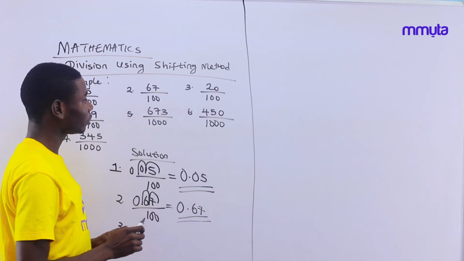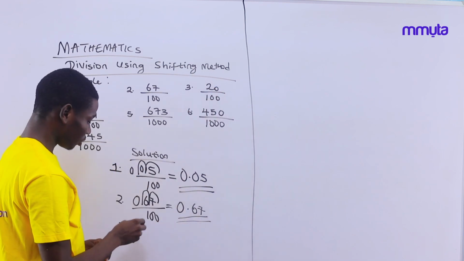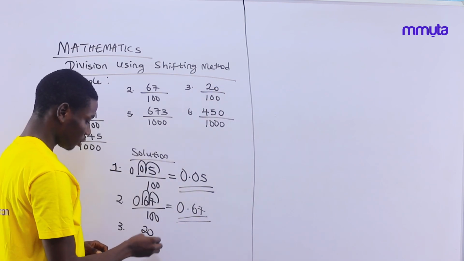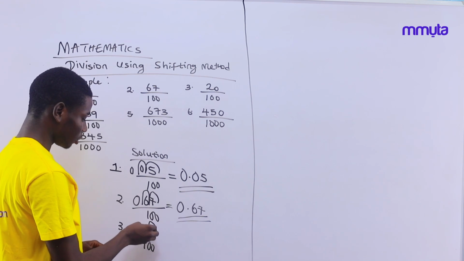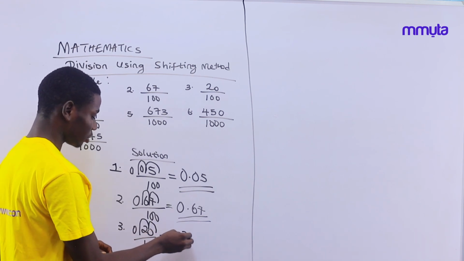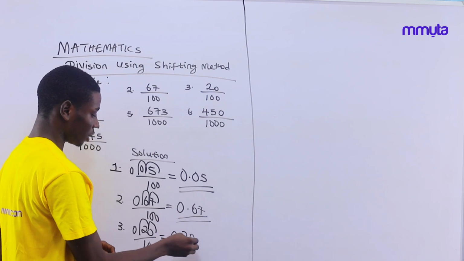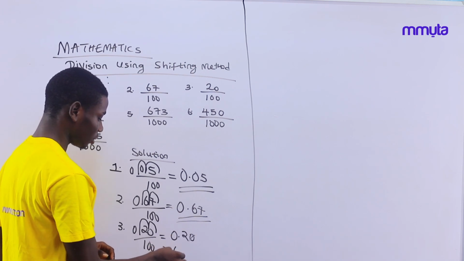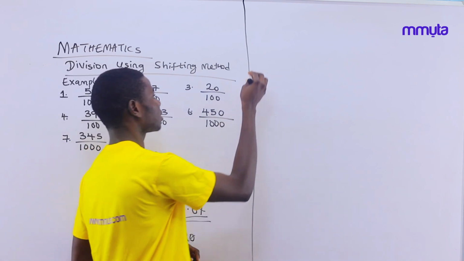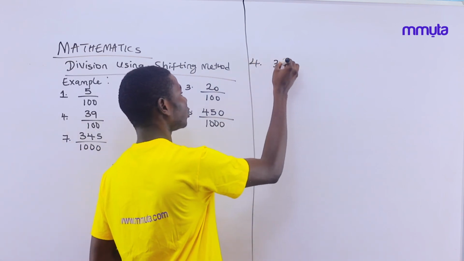Number 3, 20 divided by 100. You start from the back and shift 2 times. 1, 2. Have your 0.20. You can actually cancel these 2 and you have 0.2.